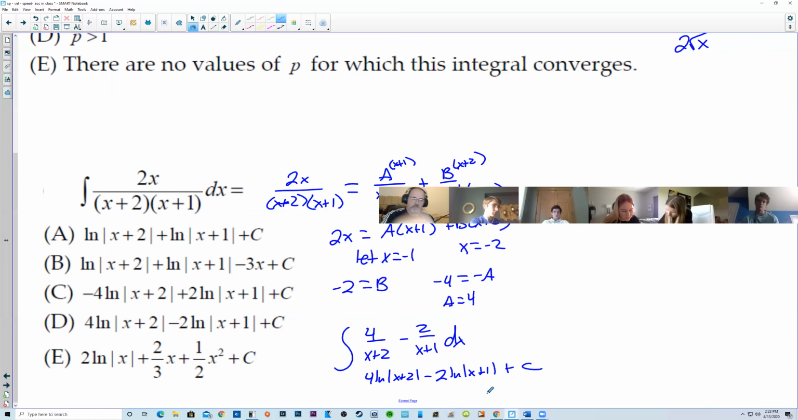Now we start looking to the answers to see how much we have to simplify. You could bring those to the exponents, then you could do a little division. You wouldn't need the absolute value. It would actually be natural log of x plus 2 to the 4th over x plus 1 squared. Those are both even, so you wouldn't need absolute value, and then plus c. So that's, of course, an option, but we see over here that it's letter D. They don't quite simplify or combine as much.